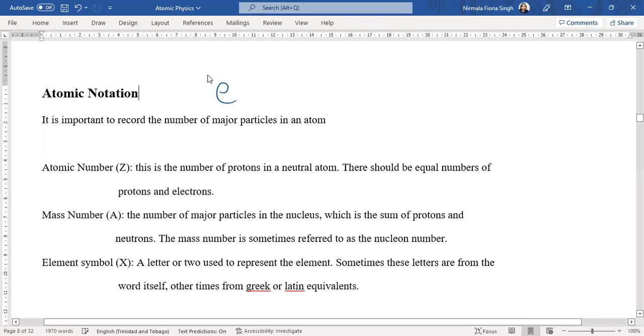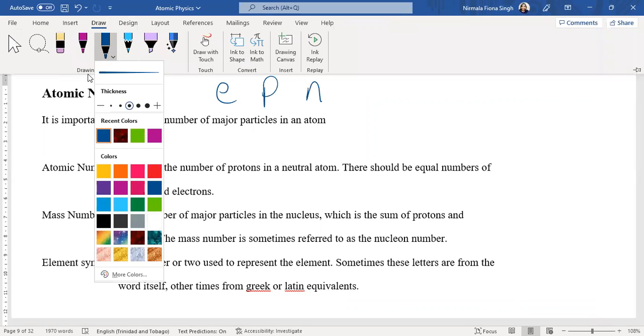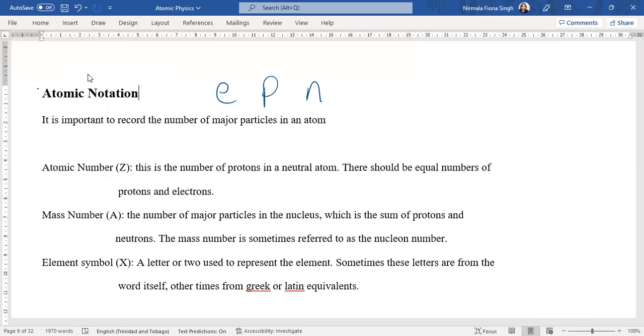All right, we have electrons, protons, and neutrons. Those are our main particles in the atom. So let's go forward and see what we have. We have our atomic number, which is given by a capital Z. This is the number of protons in a neutral atom. There should be an equal number of protons and electrons in a neutral atom. So the easy way to remember: Z means the number of protons.